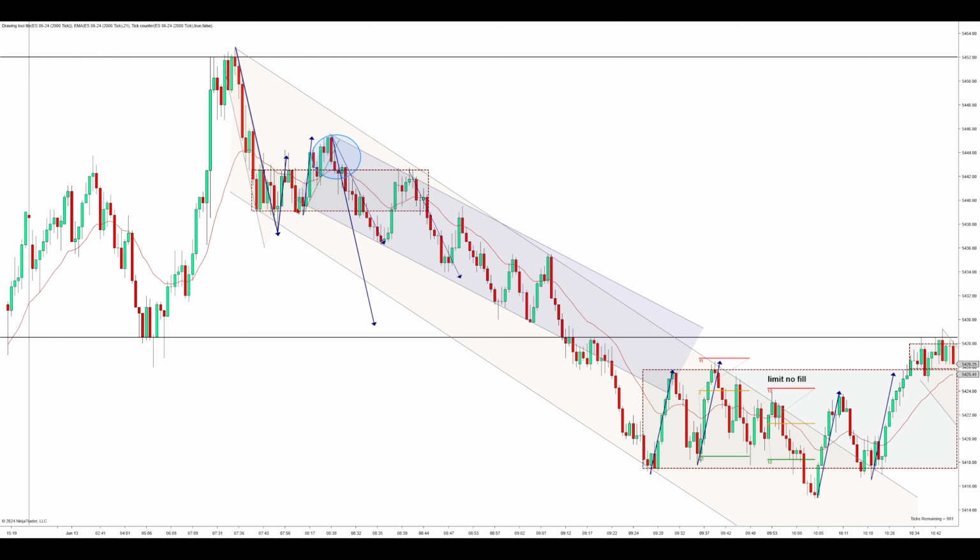Hi everyone, this is the E-mini S&P 500 futures. I'm using a 2000 tick chart and a 21 EMA. I'm also trading the E-mini NASDAQ with a 1000 tick chart and also a 21 EMA. And so starting off on the ES here, we have our overnight high up here, our overnight low down here. These are our key levels for the day.